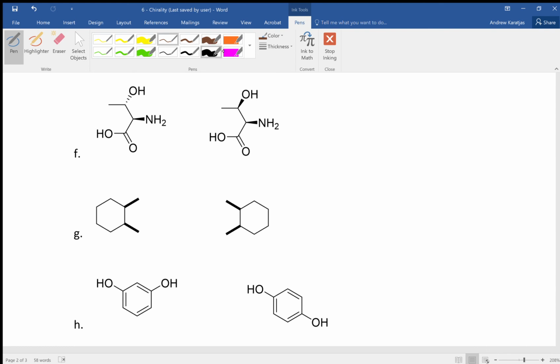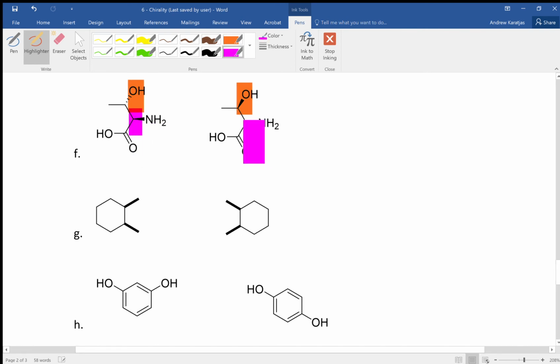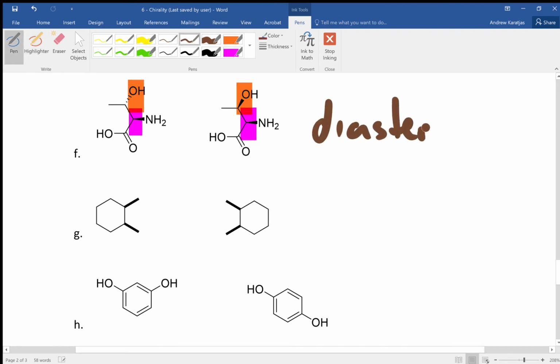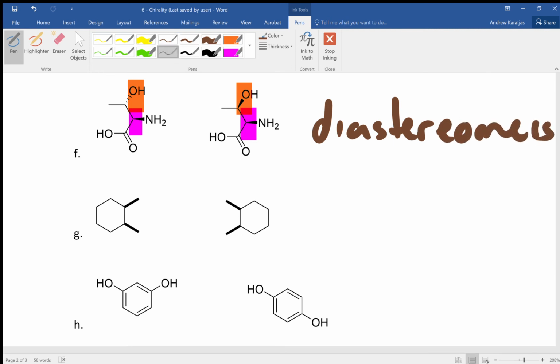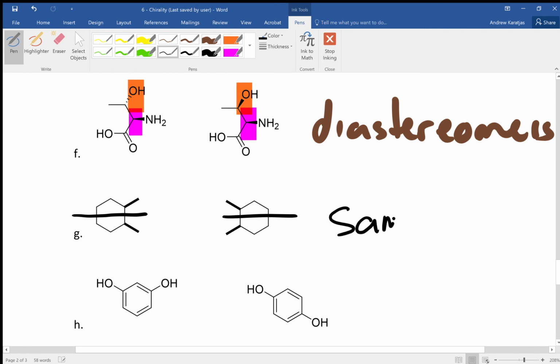In F, we've inverted this stereocenter. It's become the opposite. But our other stereocenter has stayed the same. Since we've kept one the same and changed the other one, that makes these diastereomers. In G, again, we have that internal plane of symmetry. So those are the same.